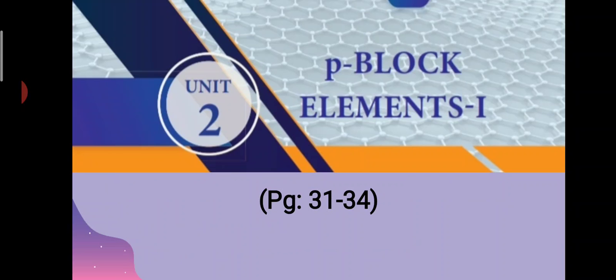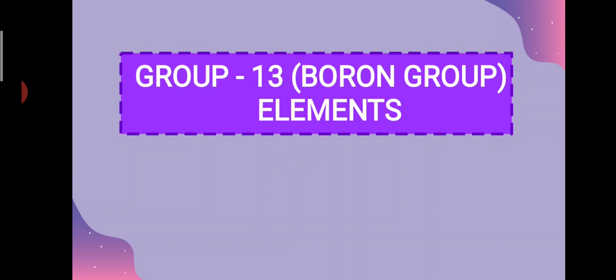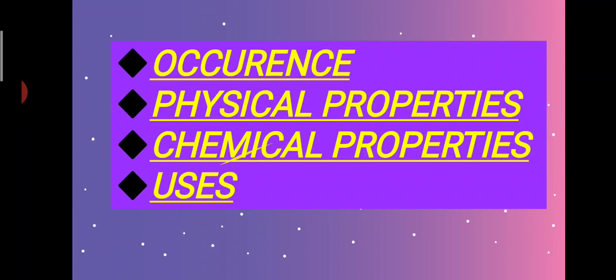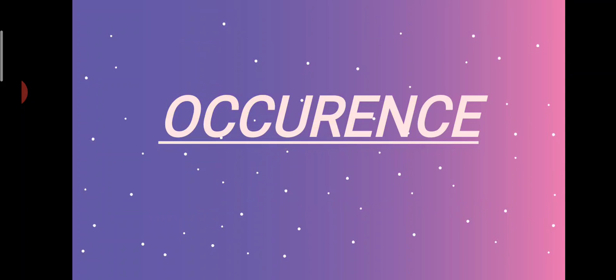So in today's class, we are going to start the next part of the lesson from page 31 to 34. That is group 13, boron group elements. Is it clear? Now we are going to see, under this, we will be discussing occurrence, physical properties, chemical properties and uses. So first is occurrence. So how it is existing in the earth's crust.